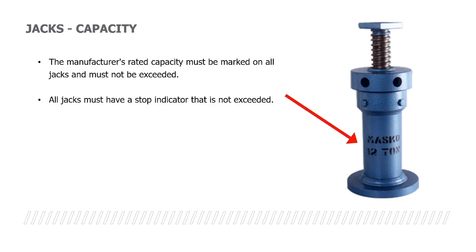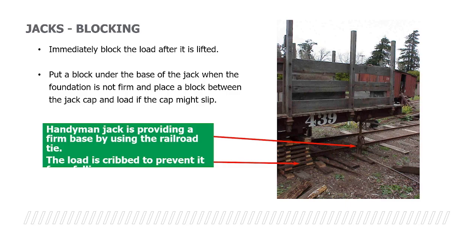The manufacturer's rated capacity must be marked on all jacks and must not be exceeded. They're going to tell you exactly how much this particular jack is capable of lifting. What is its maximum lifting capacity? All jacks must have a stop indicator that is not exceeded. In other words, there's a safety portion built into the jack itself. Here's another good example of using jacks out there as far as blocking is concerned.